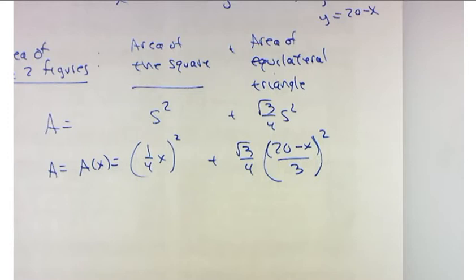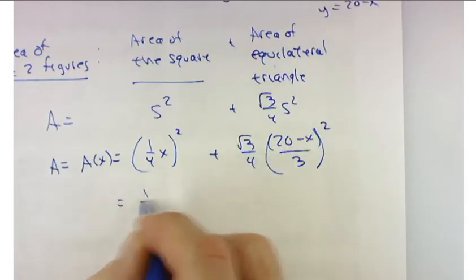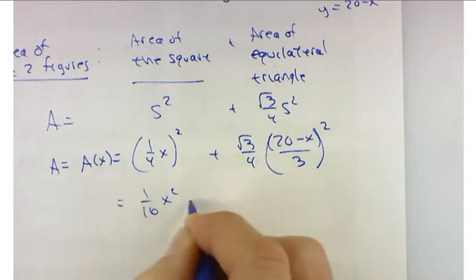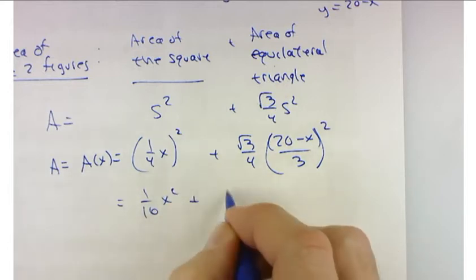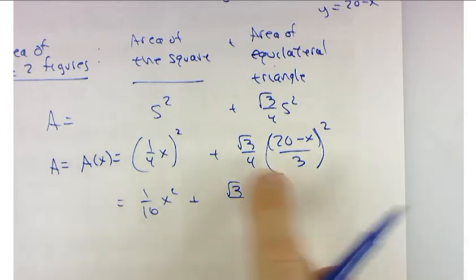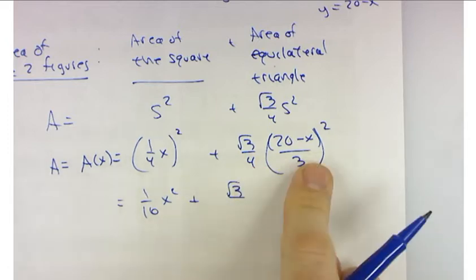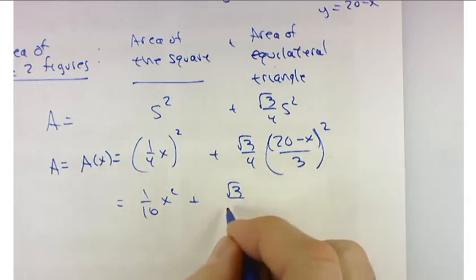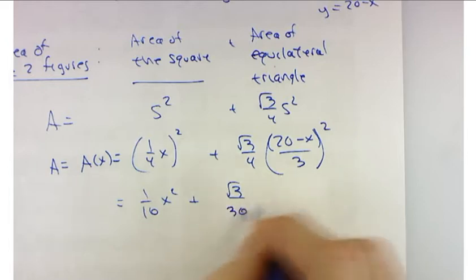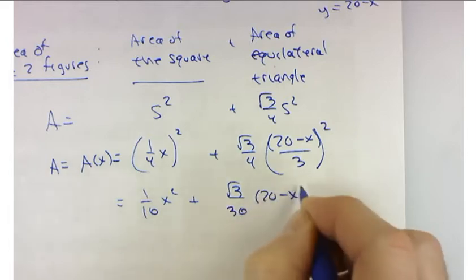Let's clean this up a little bit so that we can differentiate this. If I square this out, I'll get 1/16 x squared plus square root of 3 over 4. Well, it's going to be 4 times 9, so it'll be 36, times 20 minus x squared.